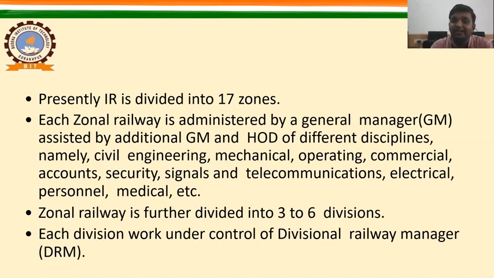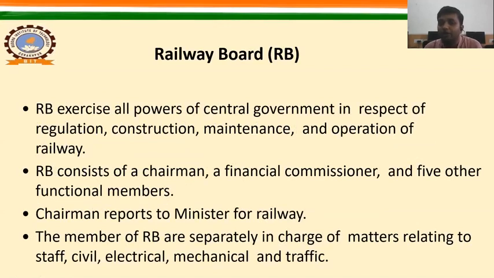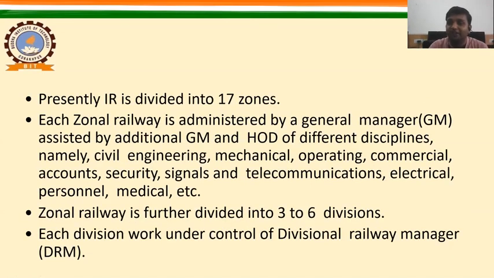Presently Indian Railway is divided into 17 different zones. The Railway Board comes under the Ministry of Railways, and the authority is the Railway Minister. Who takes the authority of the Railway Board? It is the chairman, and the Railway Board consists of the chairman, then under him the financial commissioner, and then 5 other functional members. This is the protocol of the Indian Railways, and it is presently divided into 17 different zones.